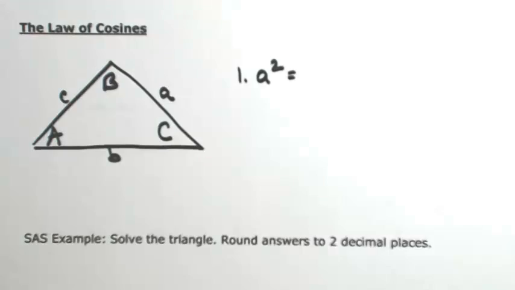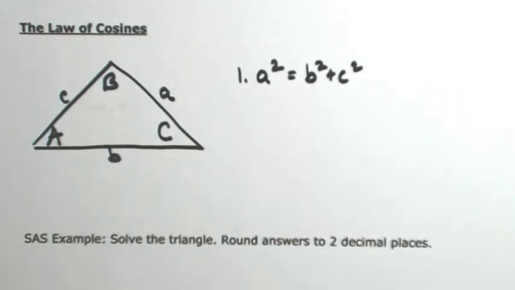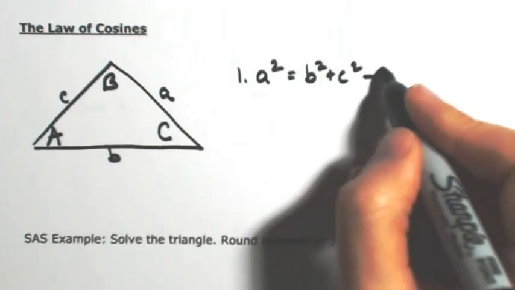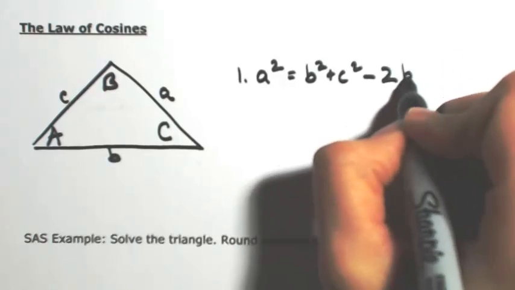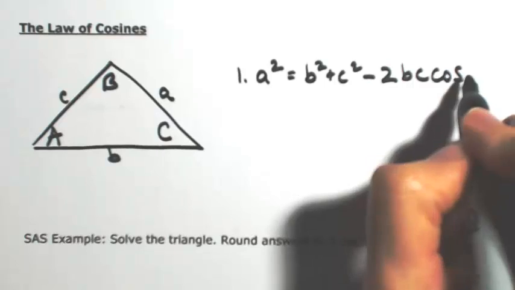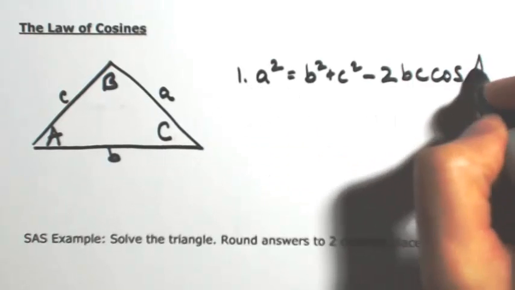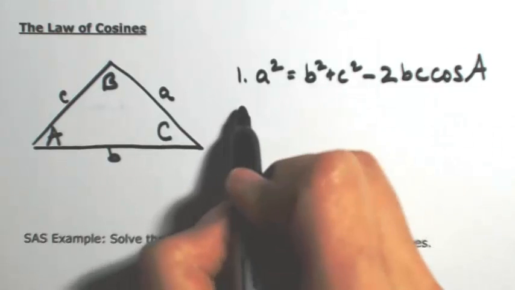This is going to be the square of the other 2 sides, so b squared plus c squared. And then we're going to take off twice what you just squared, the product of b and c. And then this is multiplied by the cosine of the angle opposite of the side you're looking for, so angle A. Again, if you know this one, you know the other ones.